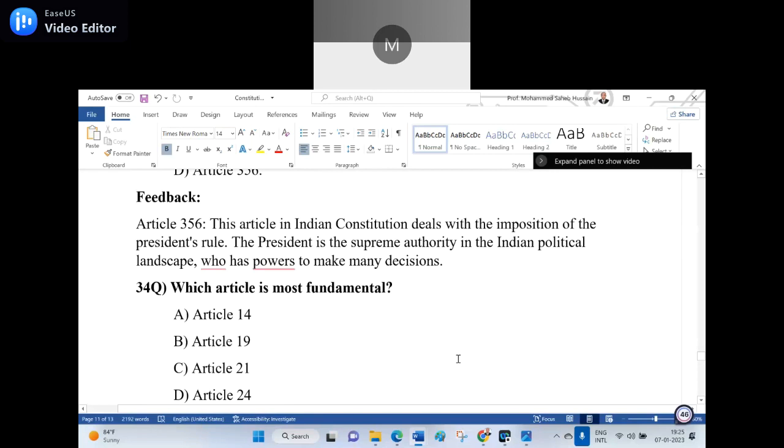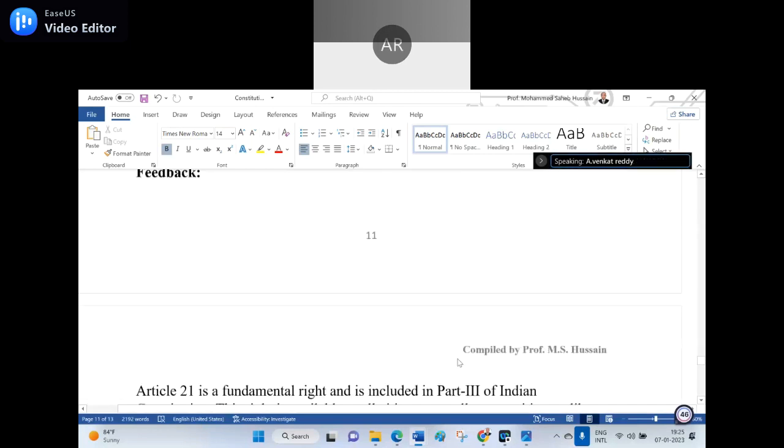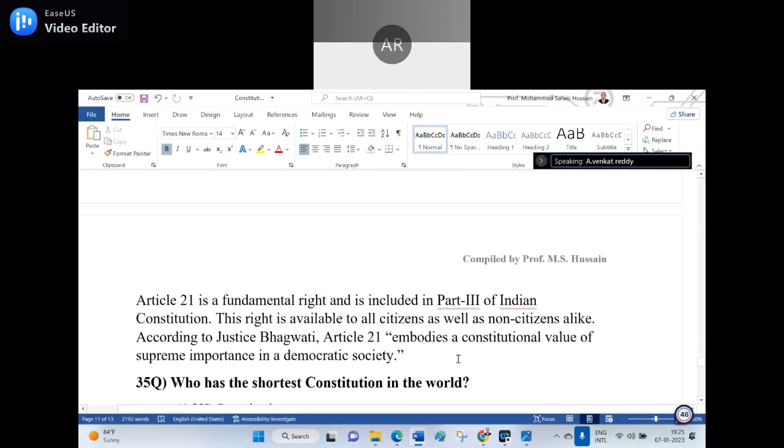34th question. Which article is most fundamental? A. Article 14, B. Article 19, C. Article 21, D. Article 24. Option A, sir. Article 14. B is the right answer, sir. Article 19. 21 is the right answer, sir.